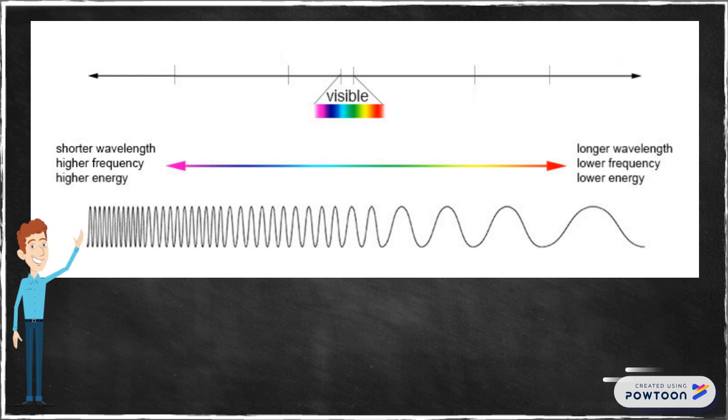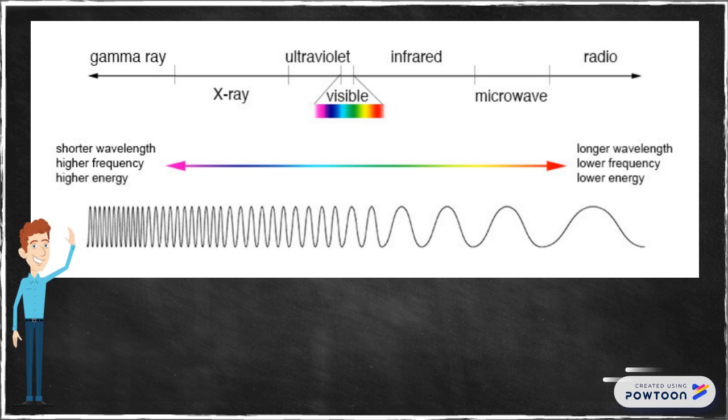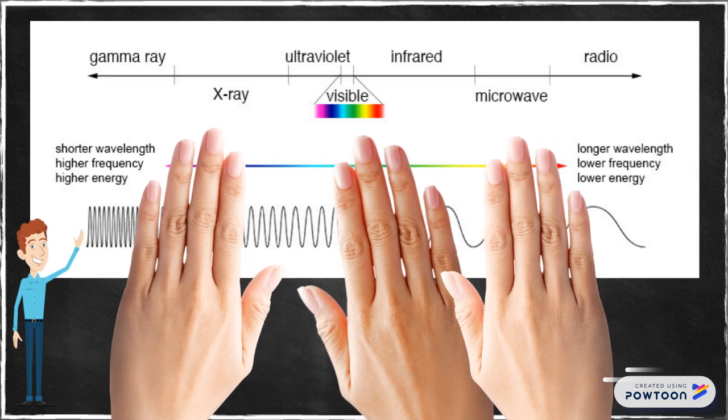From longest wavelength to shortest, the order goes radio waves, microwaves, infrared, visible light, ultraviolet, X-ray, and gamma ray, with longer wavelengths being on the right side and shorter wavelengths being on the left side.